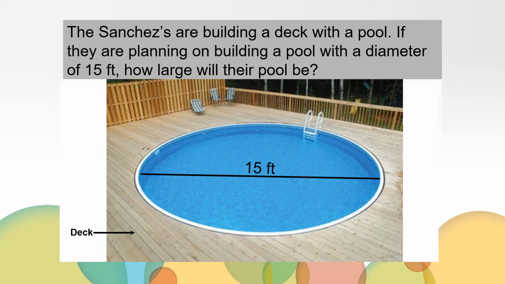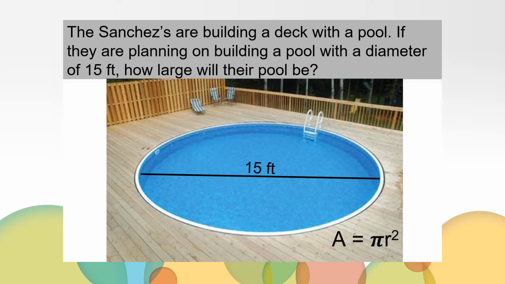I'm thinking that means how much space the pool takes up, or how much space the kids would have to swim in the pool. I know that when we are looking at how much space something takes up, we're talking about area. So I think the question is asking, what is the area of this pool? Now that we know what this question is asking us to solve, let's take a look at the formula for finding area.